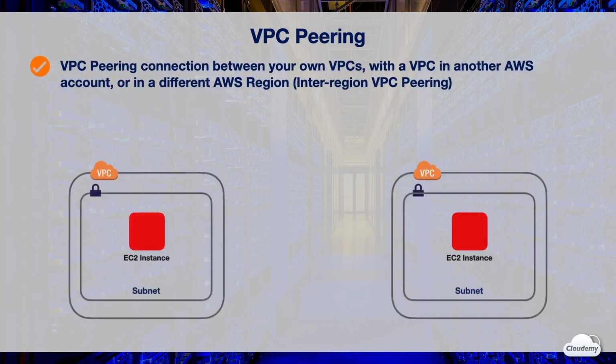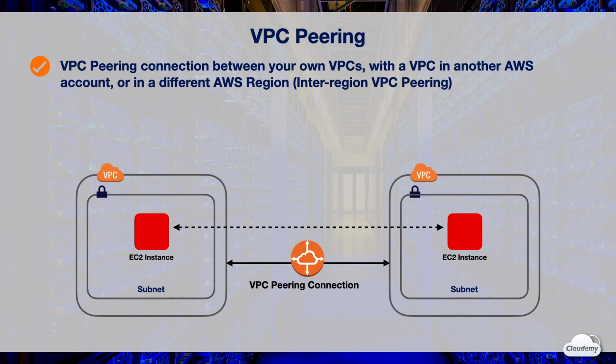A VPC peering connection is a networking connection between two VPCs that enables you to route traffic between them privately. Instances in either VPC can communicate with each other as if they are within the same network. You can create a VPC peering connection between your own VPCs, or with a VPC in another AWS account, or in a different AWS region, also known as inter-region VPC peering.